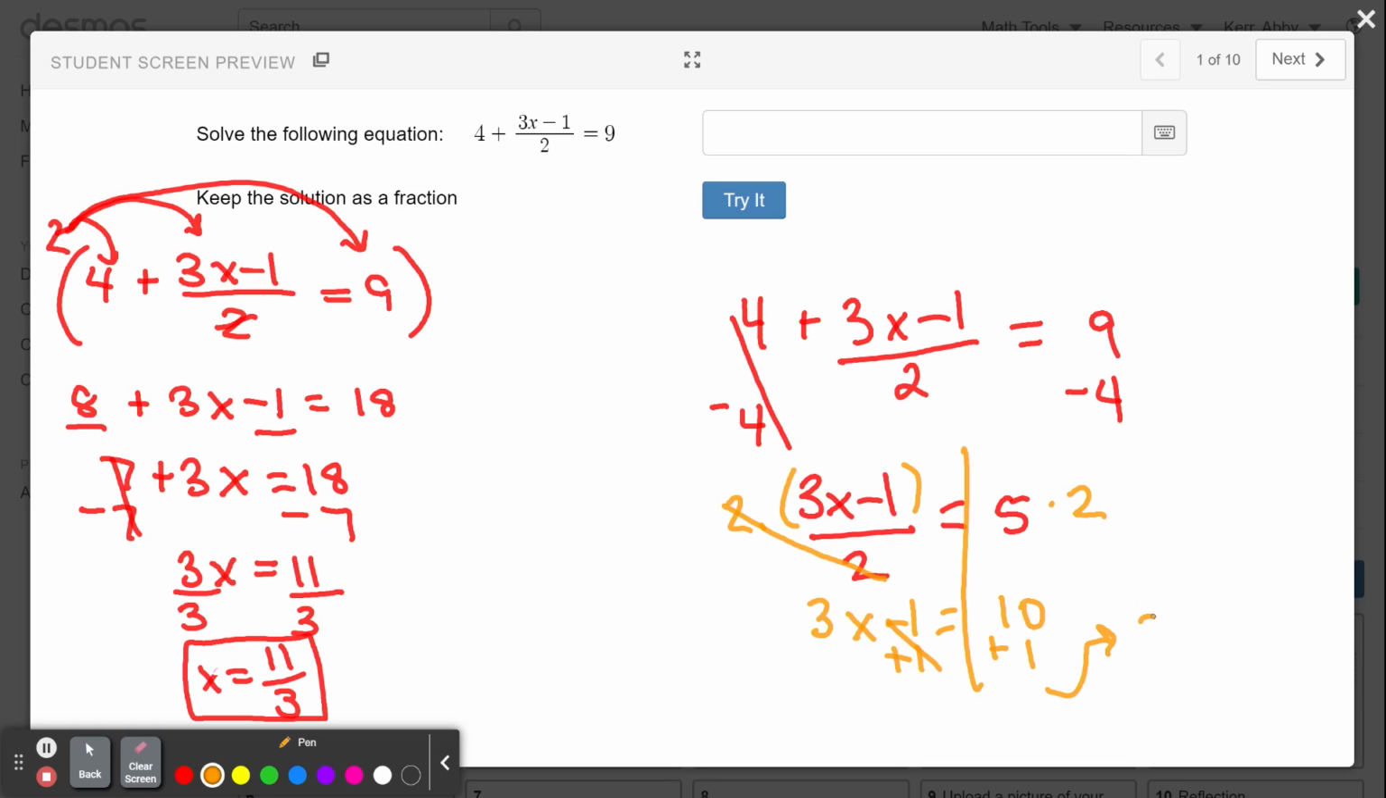Running out of room, sorry. So we have 3x equals 11. Divide by 3. You're going to get the same answer of 11 over 3.